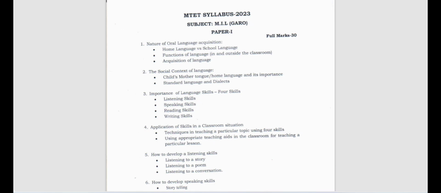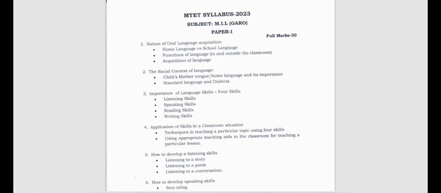And it does not mean that if you are Bengali you cannot write your Paper 1 as Garo. Of course you can write. It does not mean if you're Garo and you are very good at Hindi, you can't write Hindi also. No issue with that, alright? So I hope you are able to understand the syllabus very nicely.